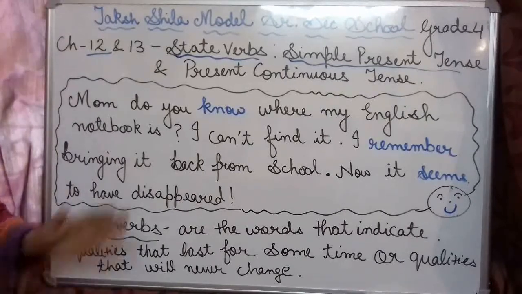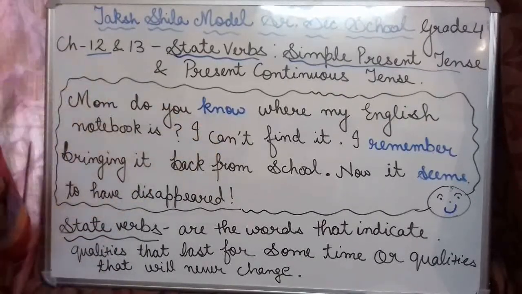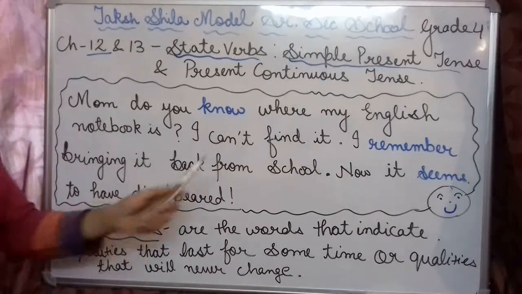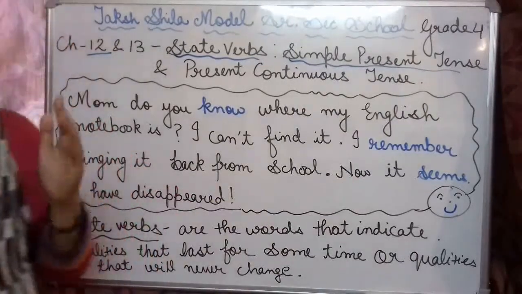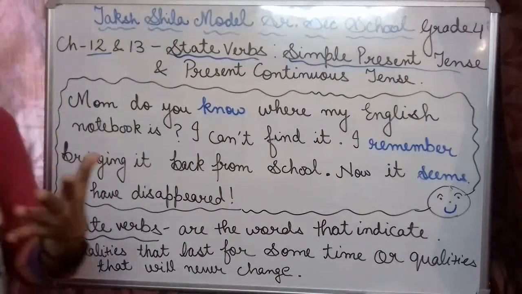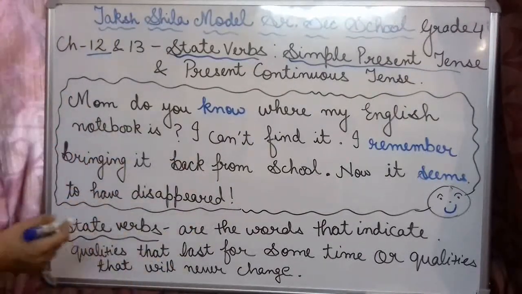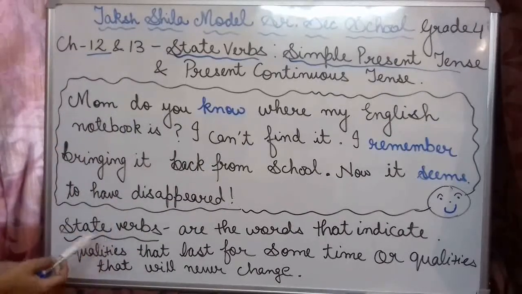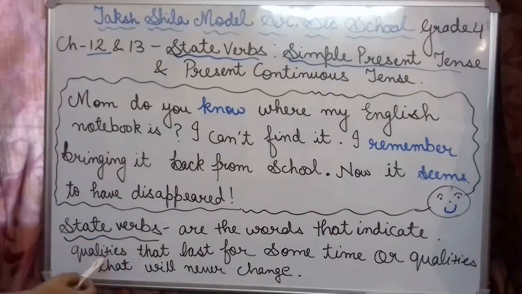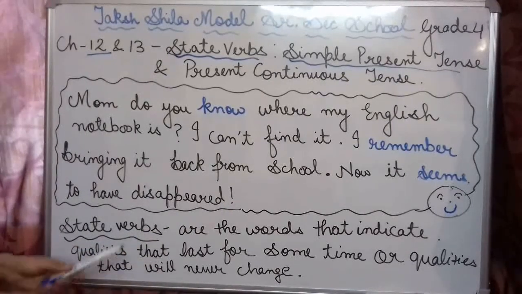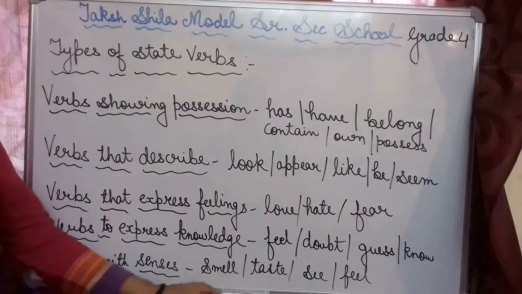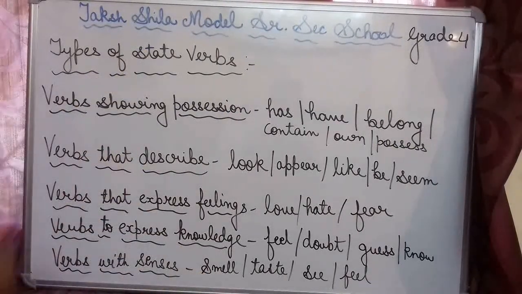Condition. What is our condition? This is showing that जानना, in which condition we are, knowing, कि हम किसी चीज़ को जान रहे हैं. That is the condition, right? Remember, क्या condition show कर रही है? Remember, हम याद कर रहे हैं, right? Seems, क्या कर रहे हैं? दिखा रहे हैं. So कौन सी condition है? देखने वाली condition. Clear? So these are all known as state verbs. Clear? So state verbs are the words that indicate qualities that last for some time or qualities that will never change. Clear? Okay.